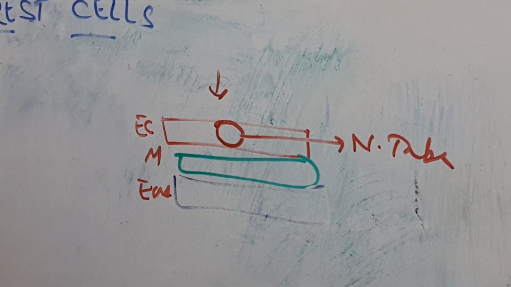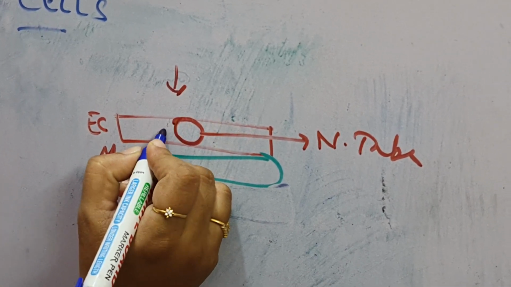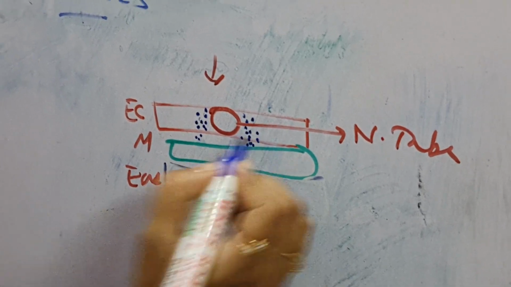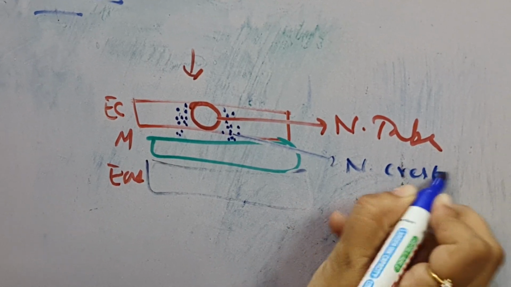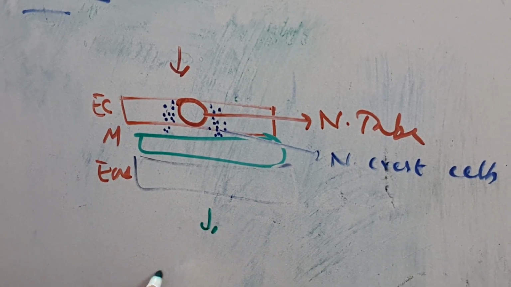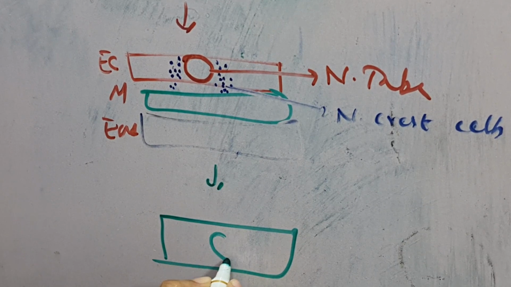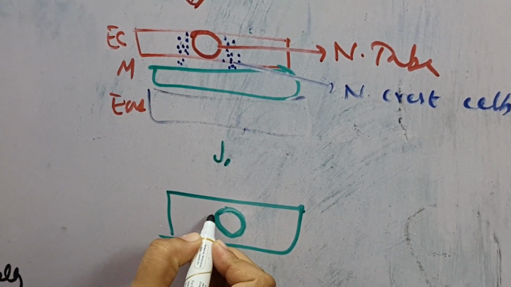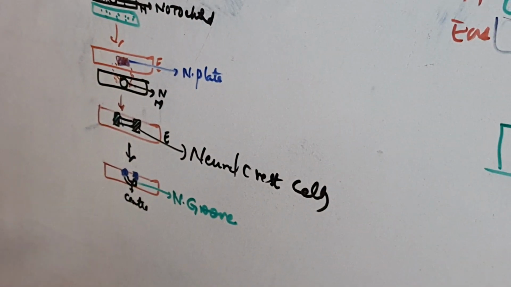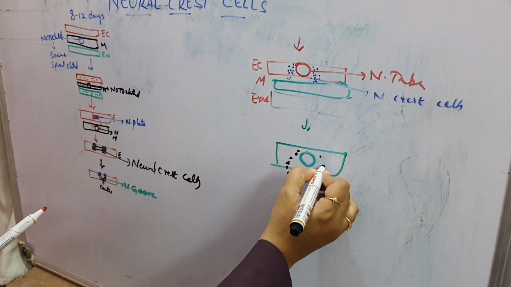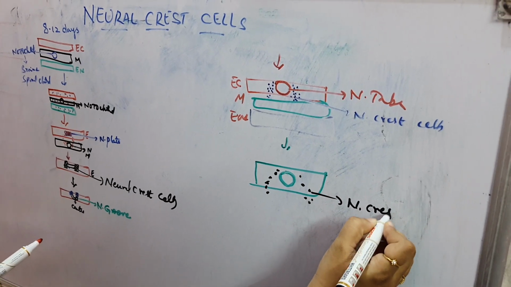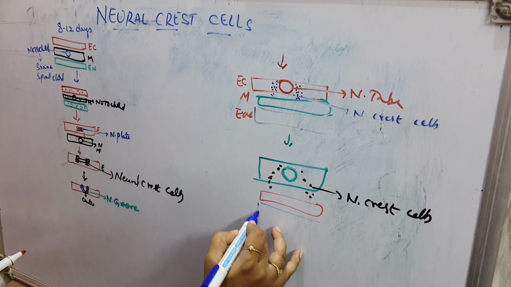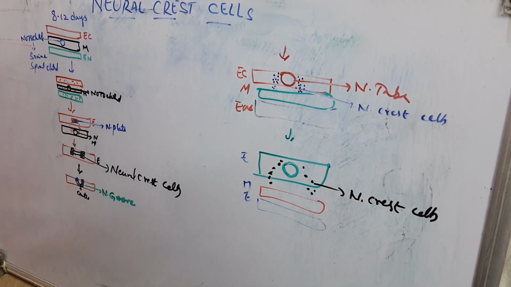Next, during the formation of the neural tube, the neural crest cells present at the dorsolateral ends of the neural tube become free and are dispersed into the body. These are called neural crest cells. Let me explain again. This is the ectoderm. Here you have the neural tube, which is totally separated from the ectoderm, and the neural crest cells present at the dorsolateral ends of the neural groove get separated and are distributed all over the body. These cells are called neural crest cells. Here you have the mesoderm and the endoderm. This is how neural crest formation takes place.